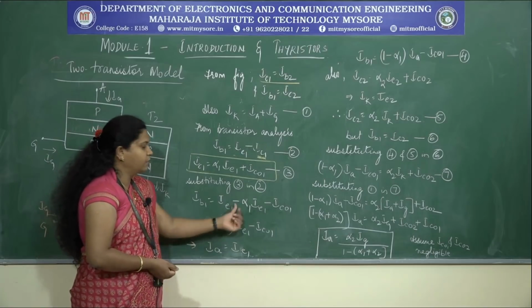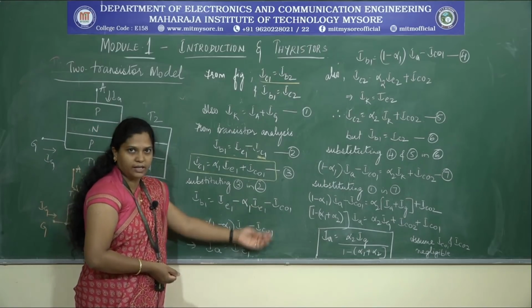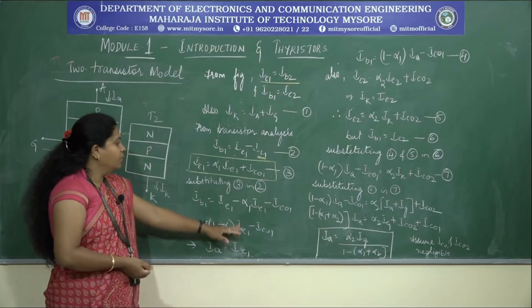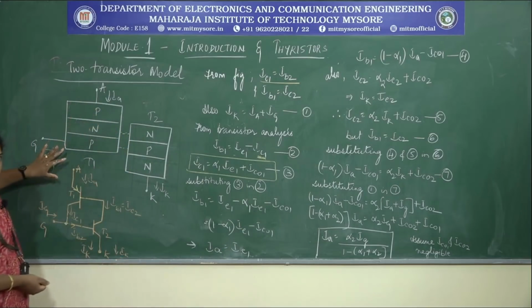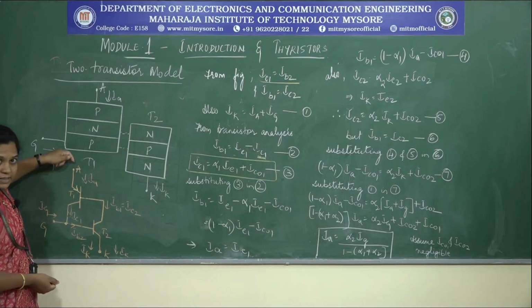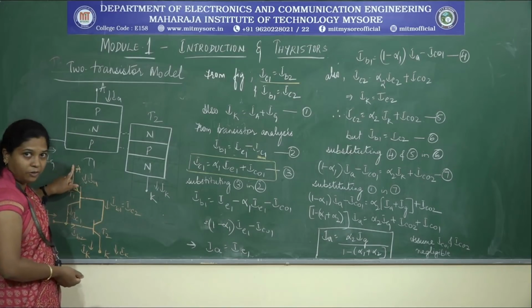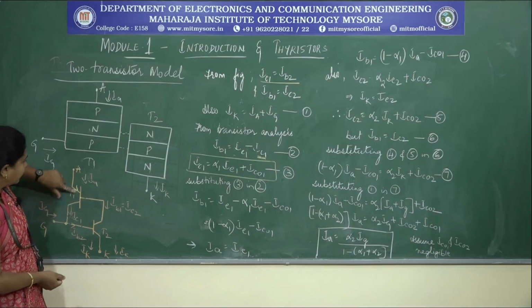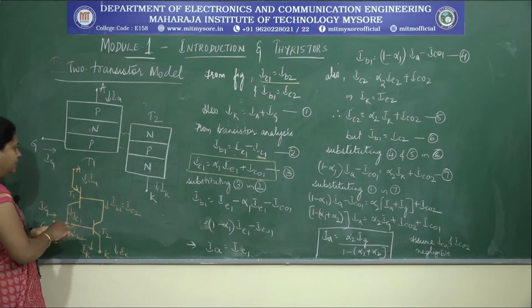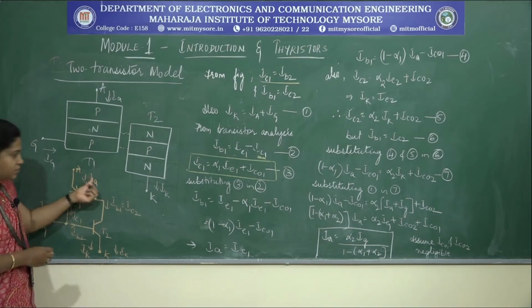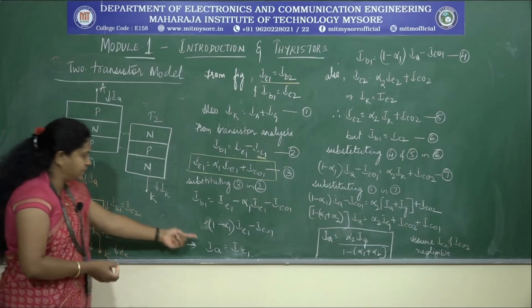So, take it outside: 1 minus alpha 1 is equal to ICO1. Now we are also coming back here to this transistor analogy. In the first transistor, the emitter current is the same as the anode current. IE1 is nothing but the anode current that is flowing here. So, IA and IE1 are the same.